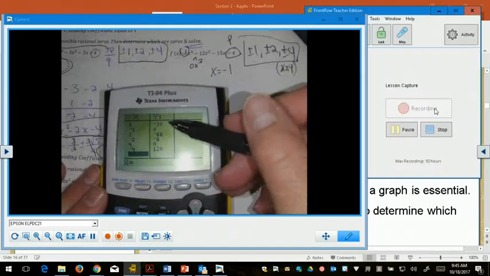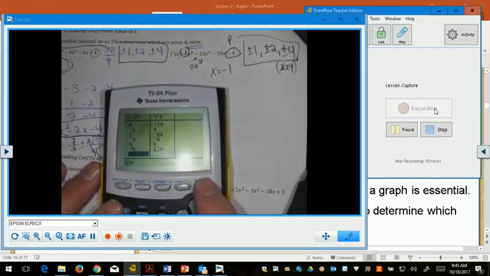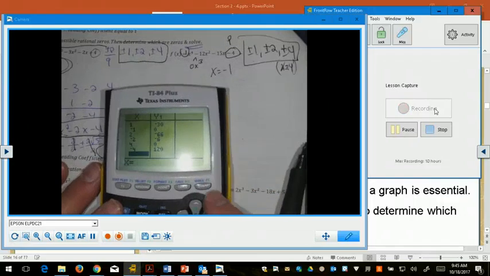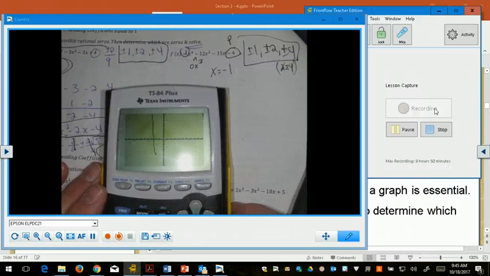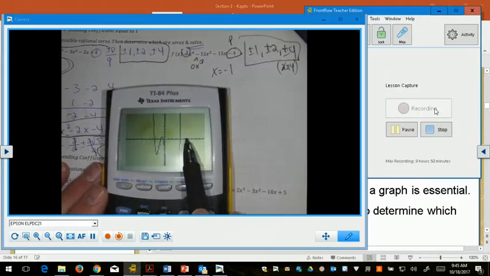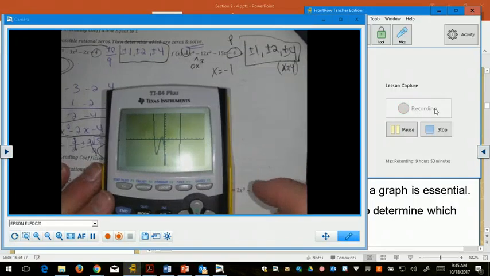So if 2 of my zeros are rational, then the other 2 are either irrational or imaginary. So I'm going to hit graph and see how many x-intercepts there are. There appear to be 1, 2, 3, 4 x-intercepts, so I'm expecting the other 2 to be irrational, not imaginary.